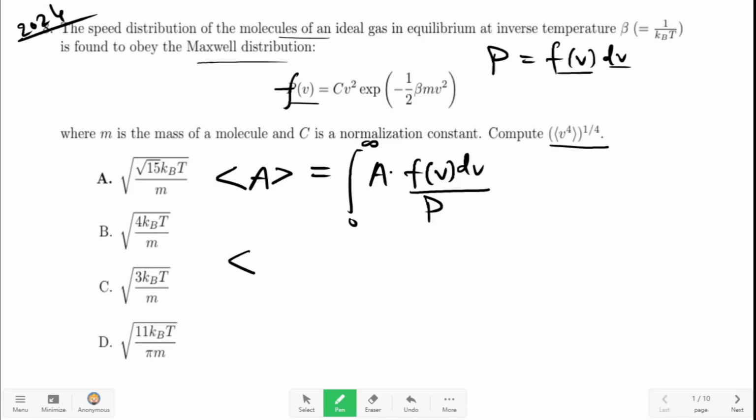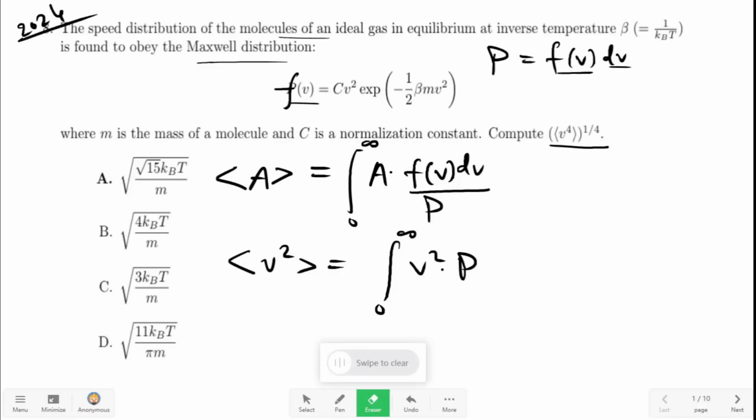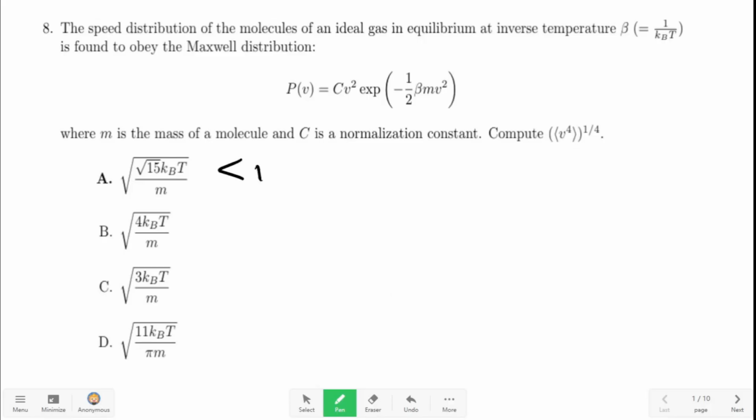Then we will get the expectation value of a. If you want the expectation value of v square, for example, you will multiply v square by f of v dv, or you can multiply by probability, both are same, and then integrate from 0 to infinity, then you will get the expectation value of v square. So let us find the expectation value of v raised to 4. It will be equal to integral 0 to infinity v raised to 4 times f of v dv.